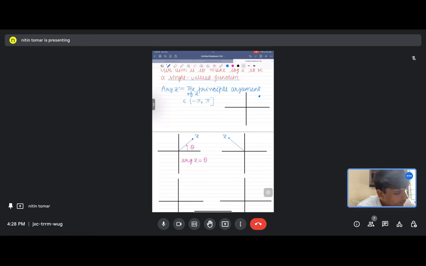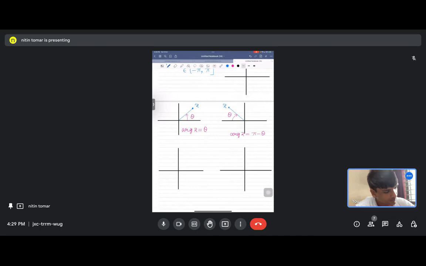So now you measure this angle from this side. It will be some theta, right? Yes or no? Yes, sir. But what is the real axis? That is what I'm trying to tell. So here the argument will be pi minus theta. Very good, pi minus theta. And this will ensure that your value lies between minus pi to pi.